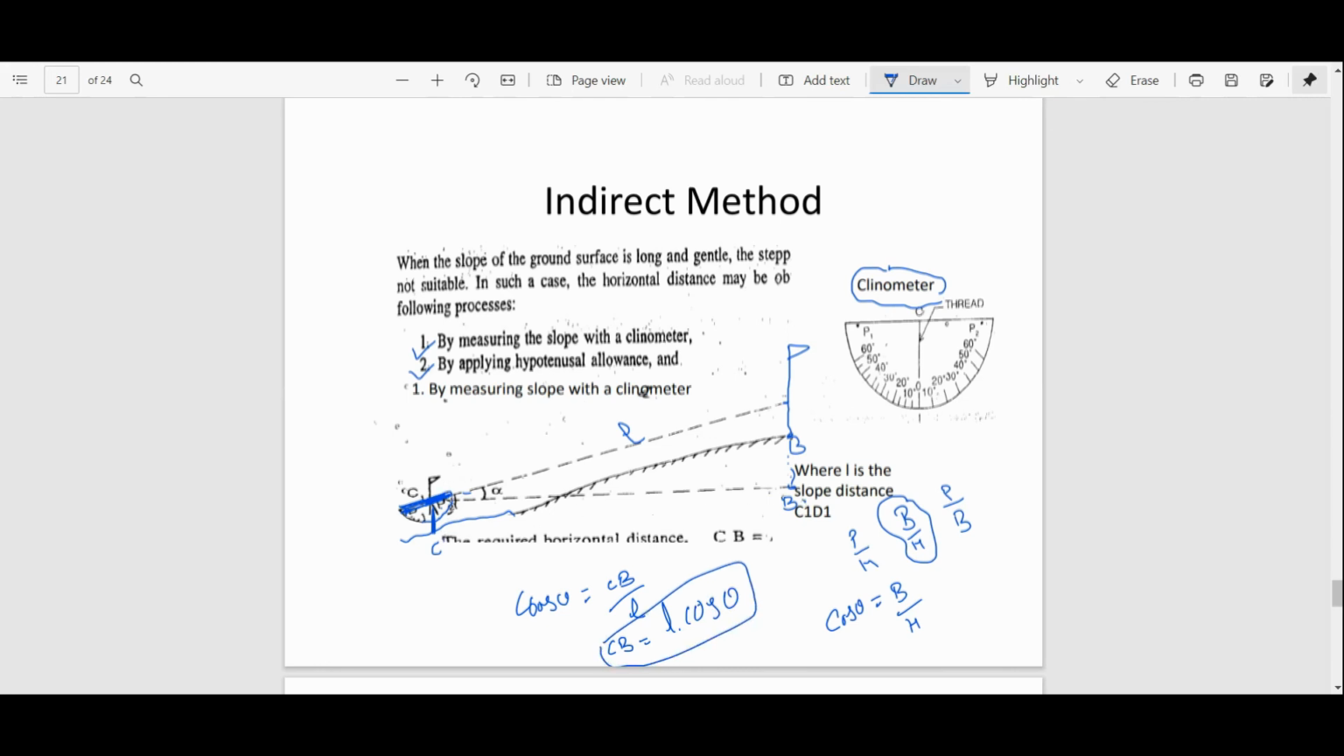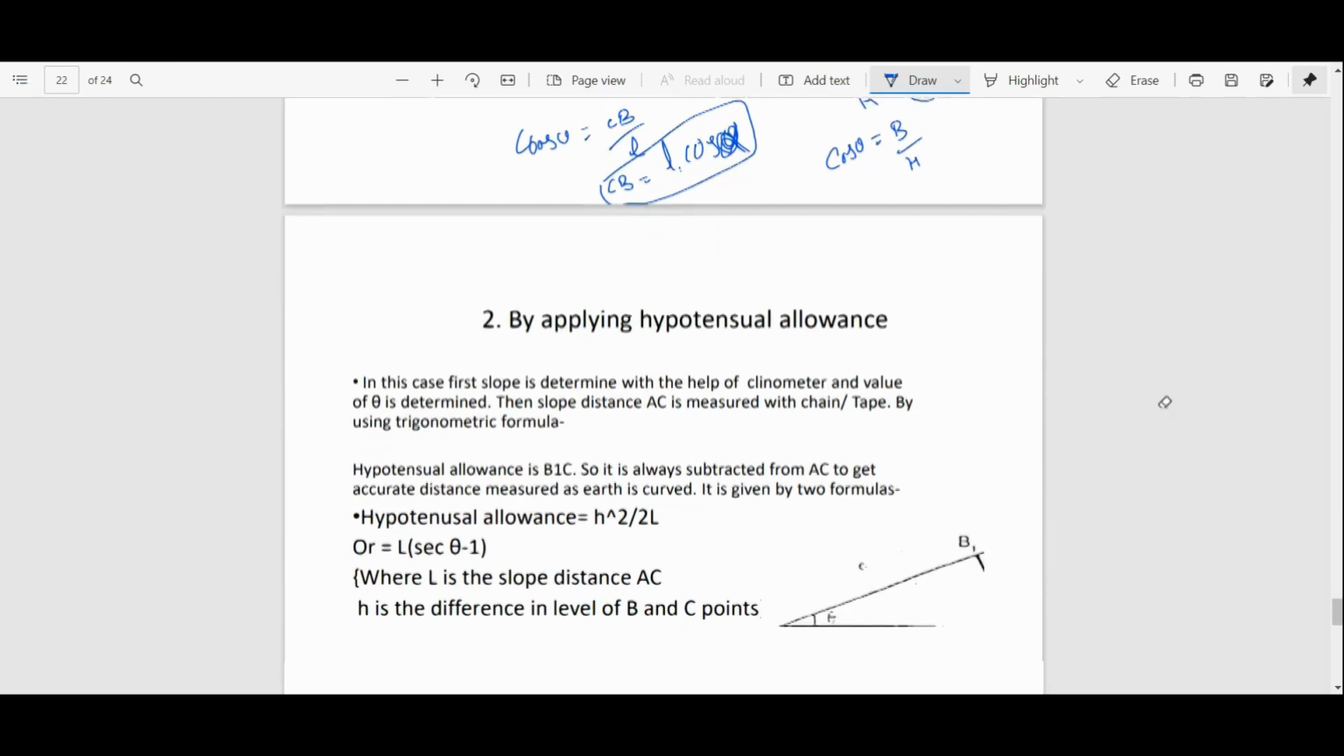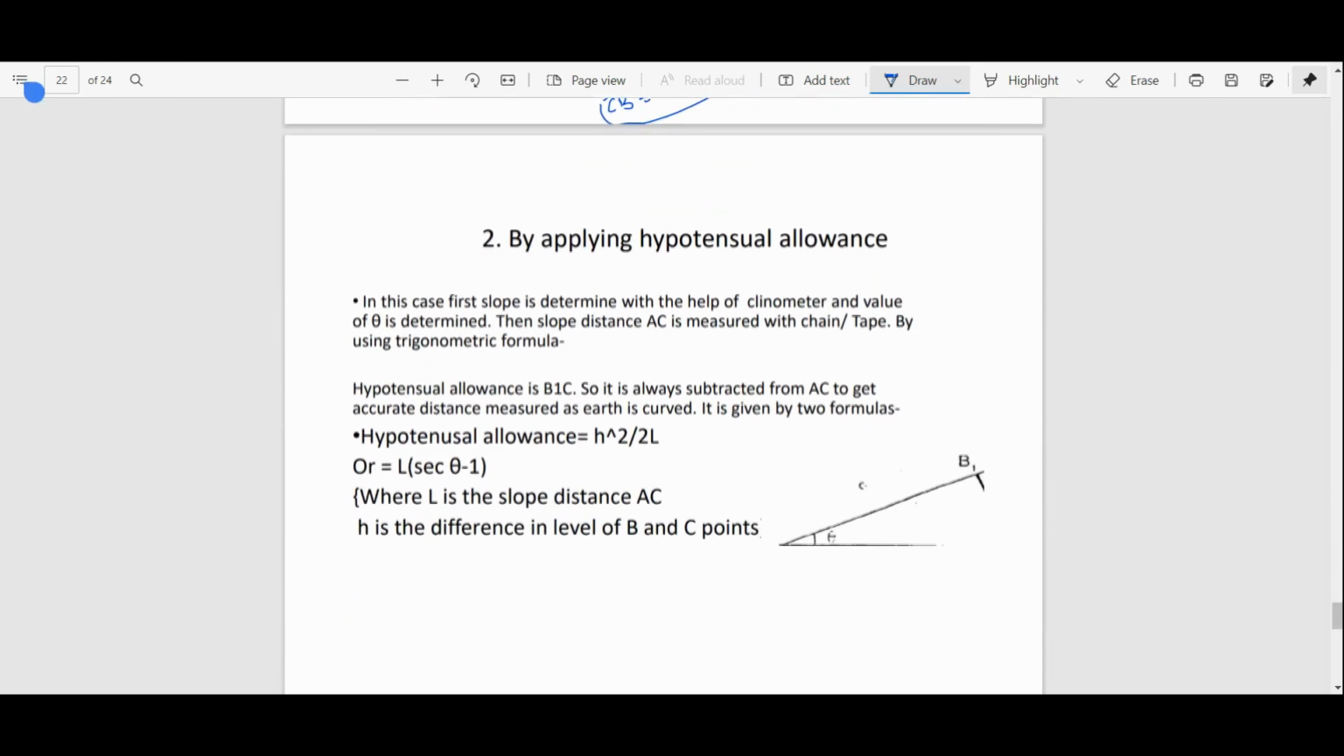So this is the formula that we will use to calculate the distance between A and B. This horizontal distance AB will be calculated from the hypotenuse and this alpha angle: L cos alpha. I'm writing alpha here because the angle is mentioned as alpha, I'm not taking theta here. Okay, so this is the indirect method. Now next one is by applying the hypotenusal allowance. When we use this method, we use trigonometry.